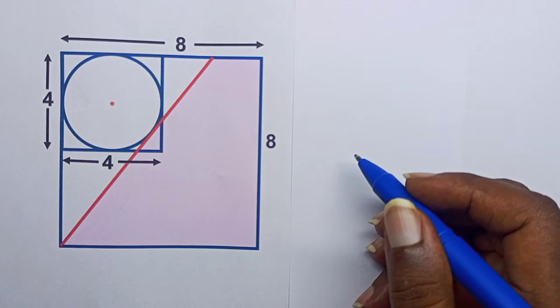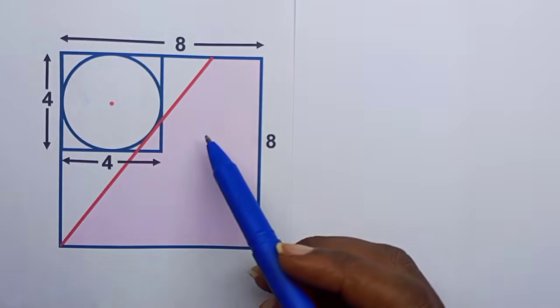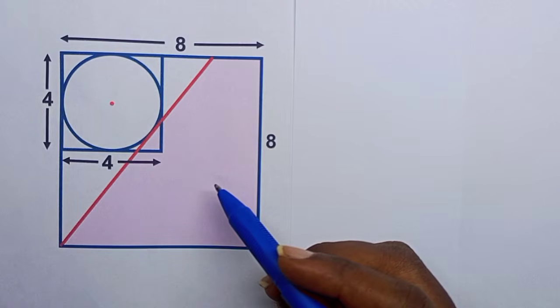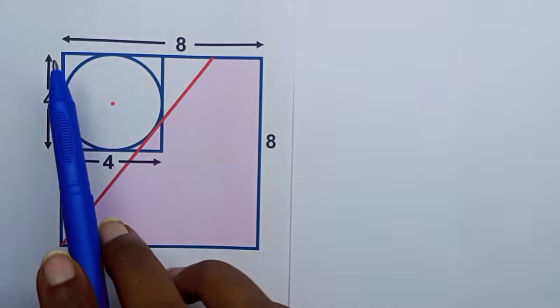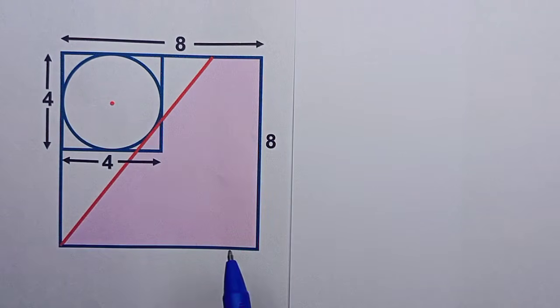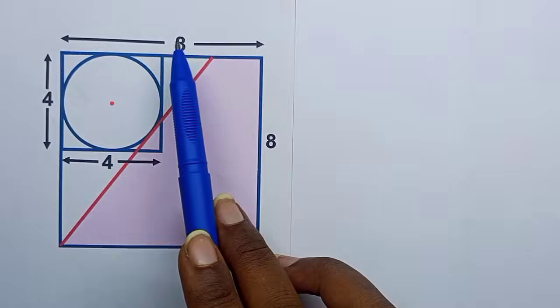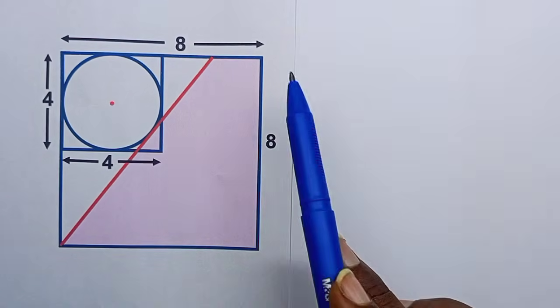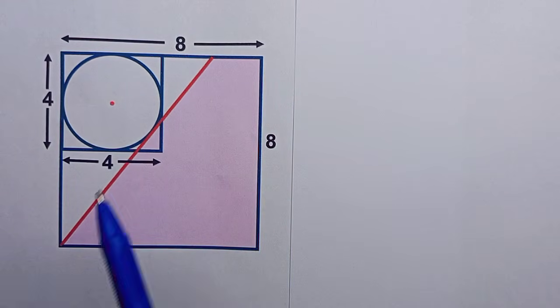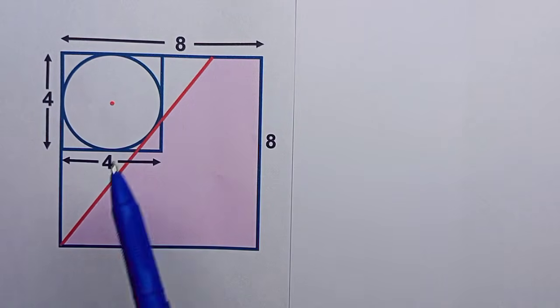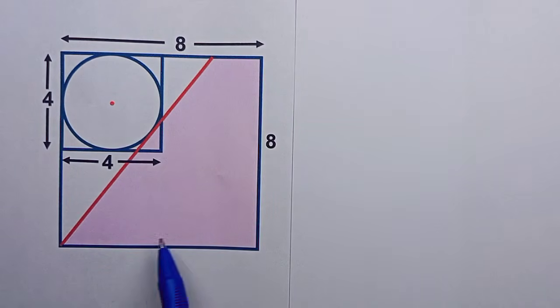In this video, they want us to find the area of the pink shaded region. As you can see, this outer figure is a square because this side is 8 and also this side is 8. Therefore, all the sides of the figure are equal, meaning it's a square.